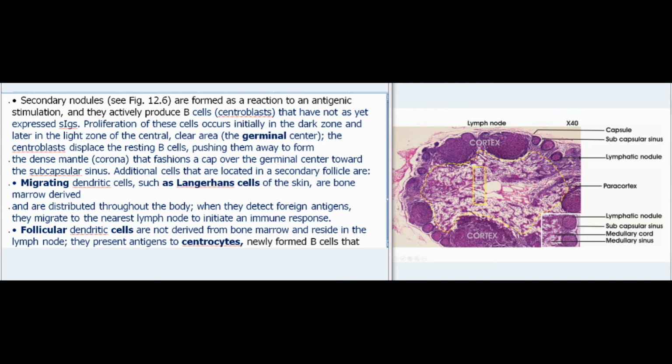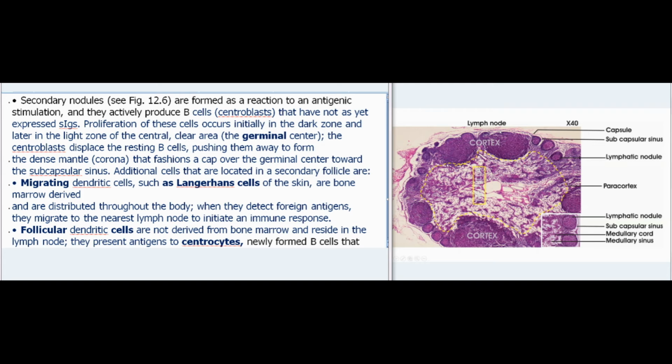Proliferation of these cells occurs initially in the dark zone and later in the light zone of the central, clear area, the germinal center. The centroblasts displace the resting B cells, pushing them away to form the dense mantle, corona, that fashions a cap over the germinal center toward the subcapsular sinus. Additional cells that are located in a secondary follicle are migrating dendritic cells, such as Langerhans cells of the skin, which are bone marrow derived and are distributed throughout the body. When they detect foreign antigens, they migrate to the nearest lymph node to initiate an immune response.